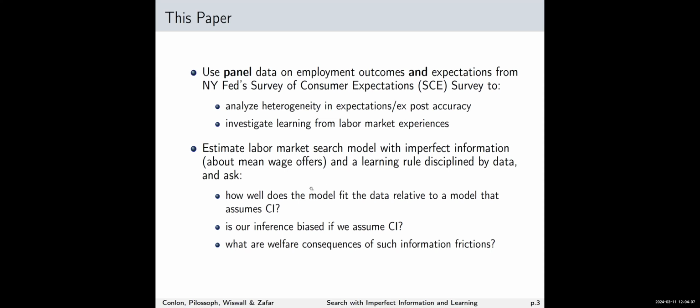And then with that model, we're going to ask three questions. The first is, how well does this model fit the data relative to a model that just assumes complete information, which is what we would typically do? Second, we'll ask if our inference is biased if we just assume complete information rather than taking into account these expectations. And then we'll use the model to study welfare consequences of information frictions on the value of offers received, as well as the probability of receiving these offers.